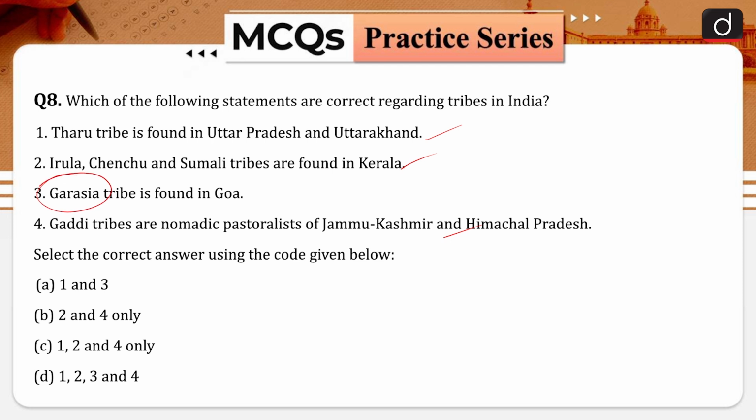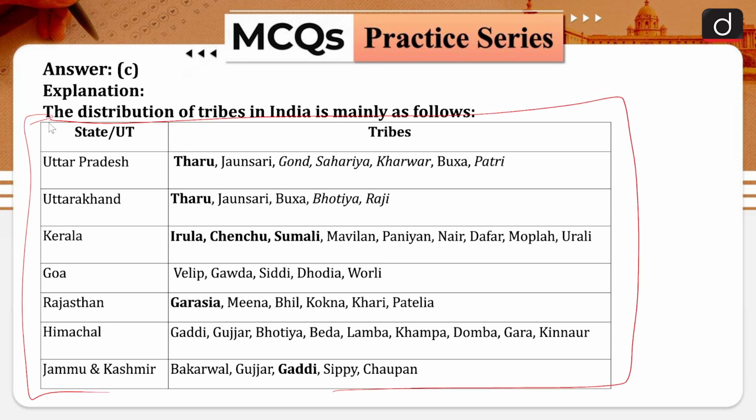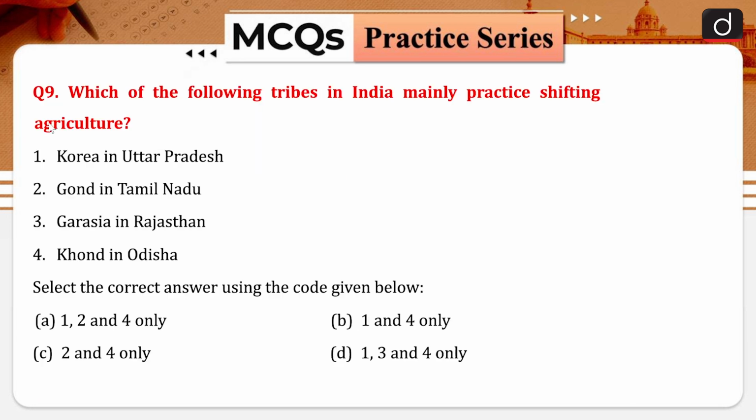When we are talking about this, Gracia tribe is found in Rajasthan and not Goa. Okay, so that is why this statement is incorrect. So 1, 2 and 4 is your right answer. Here are the tribes which are given over here. It is not very wise to go and read all the names of the tribes, so you can read this particular table or take a screenshot and revise it from here. Okay. Now question number 9.